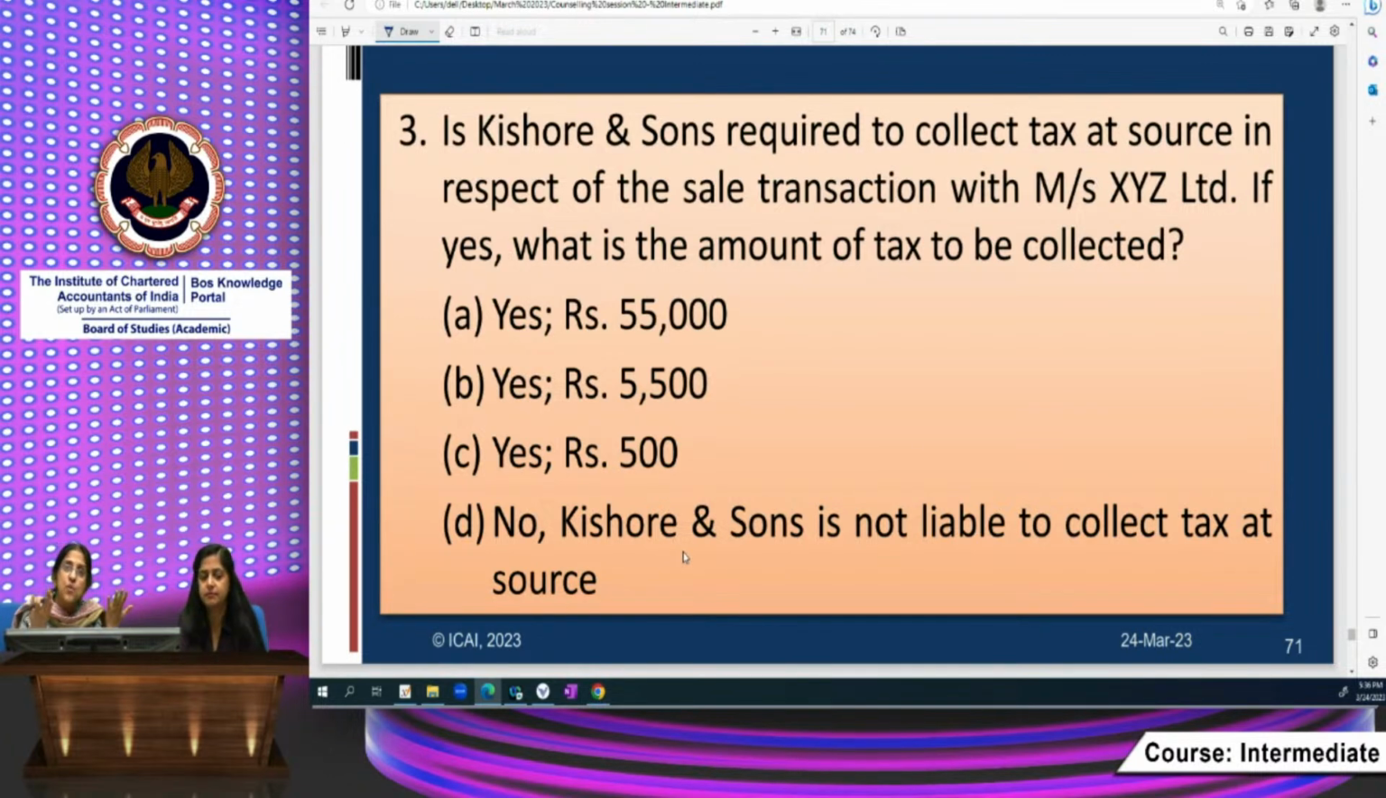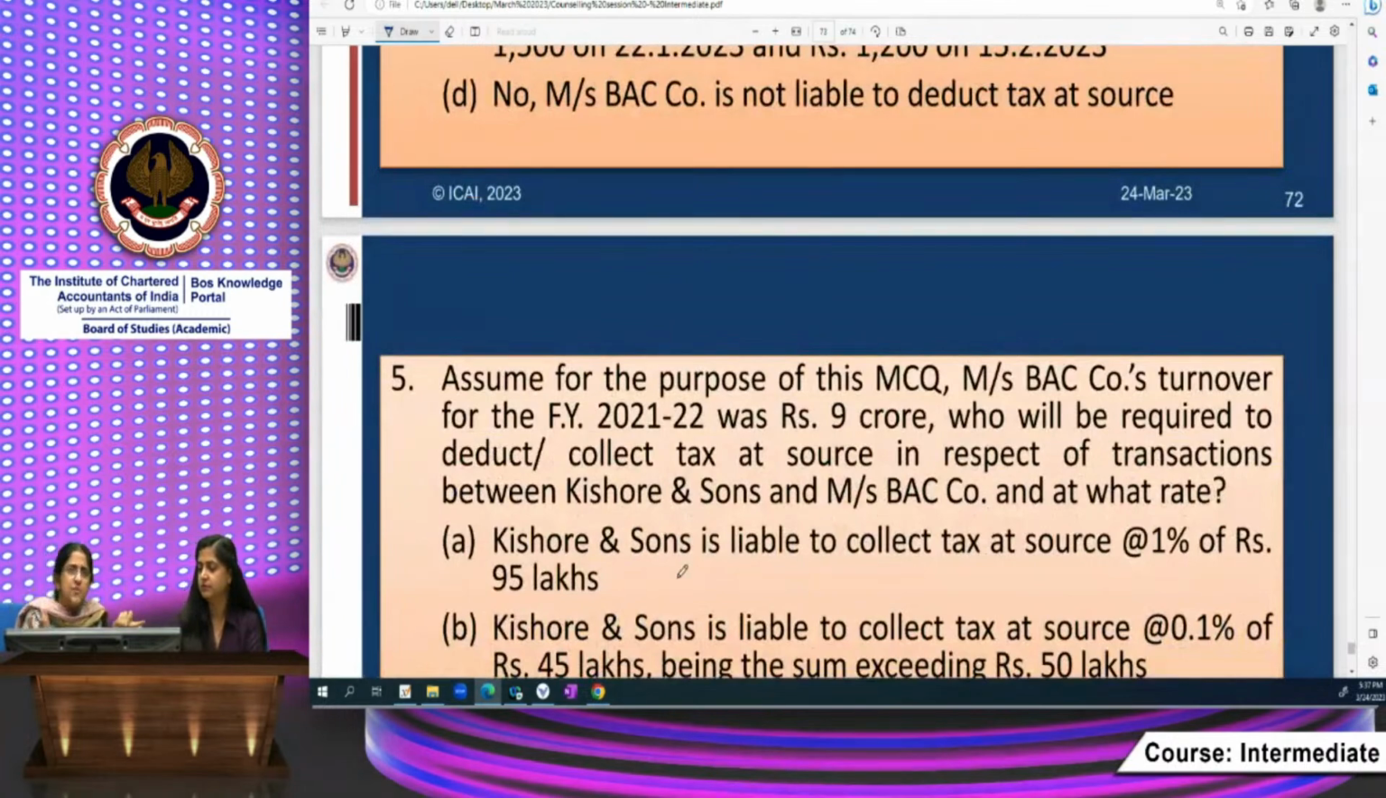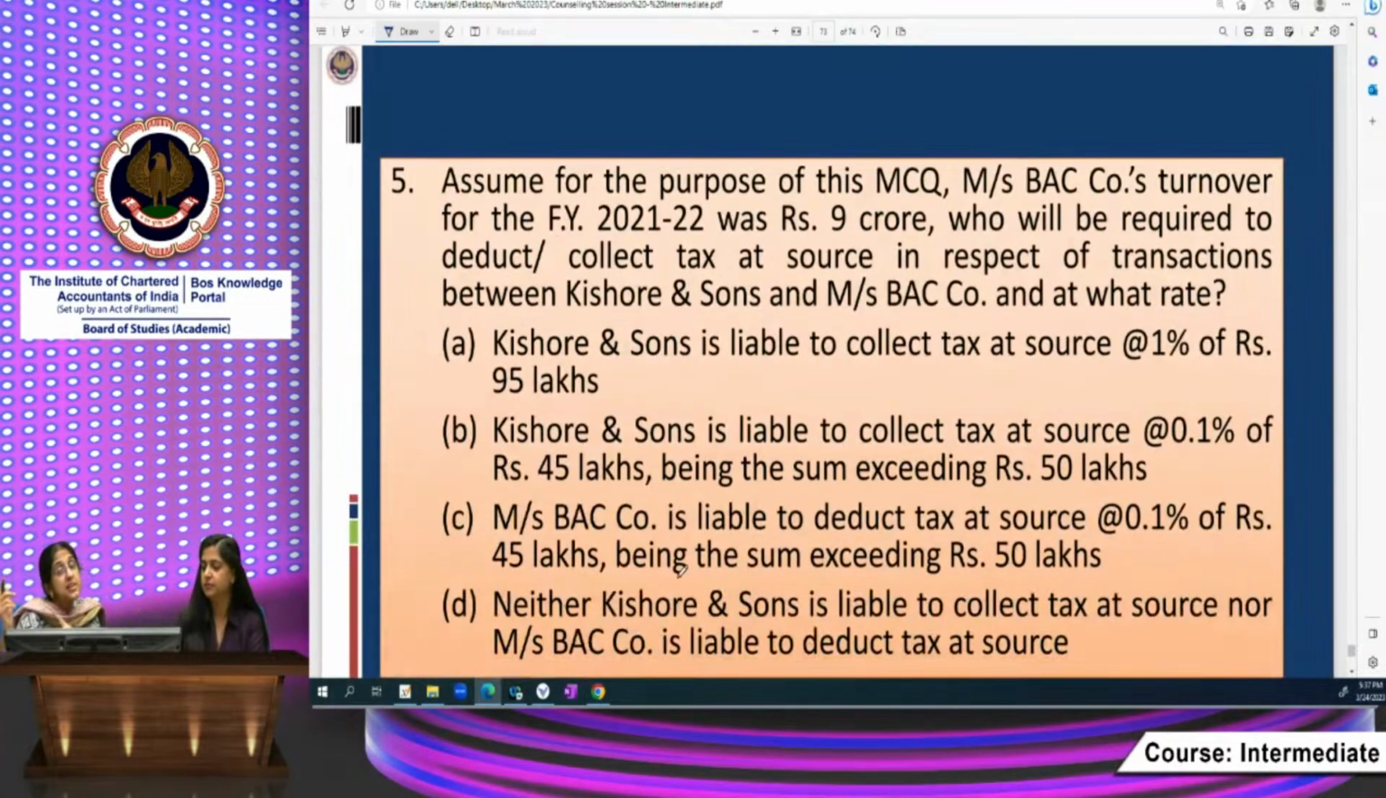So 194Q gets attracted and the rate of tax would be 0.1%. In 194Q, we have to take the credit or payment date, whichever was earlier. That's why we were seeing the earlier of the dates. Had it been 206C1 also, we would have seen the earlier of the dates. But under 206C1H, you have to see only the date of receipt. In this case, 206C1H is not applicable. That has also been clarified in the circular.